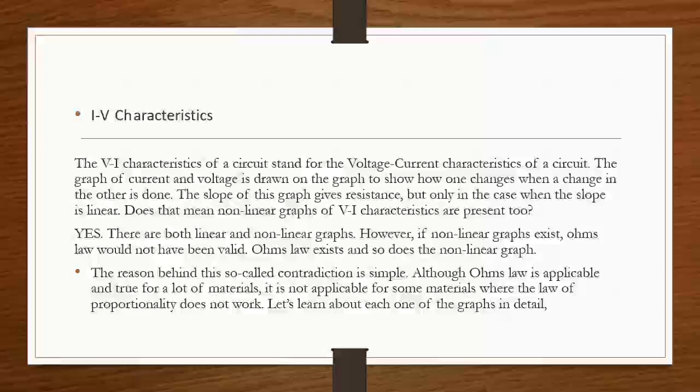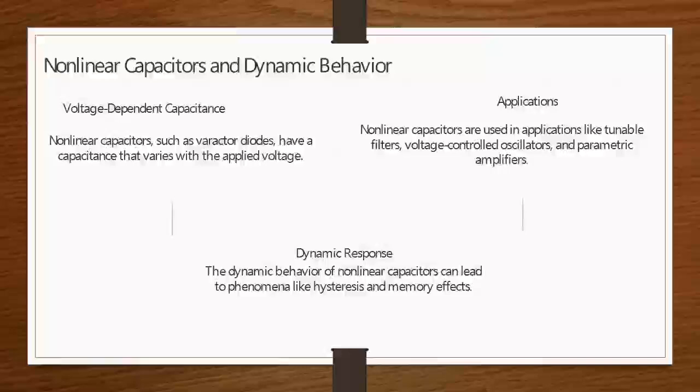The reason behind this so-called contradiction is simple. Although Ohm's law is applicable and true for a lot of materials, it is not applicable for some materials where the law of proportionality does not work. These diodes or non-linear materials do not follow Ohm's law. Let us learn about the different types of nonlinear capacitors and their dynamic behaviors.